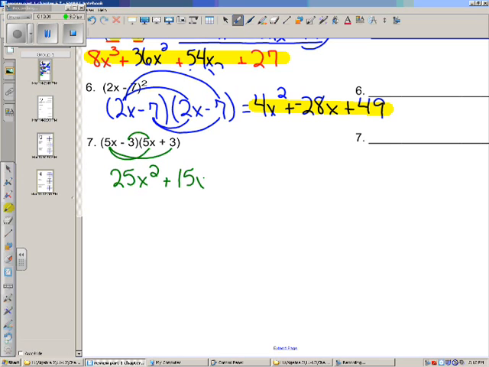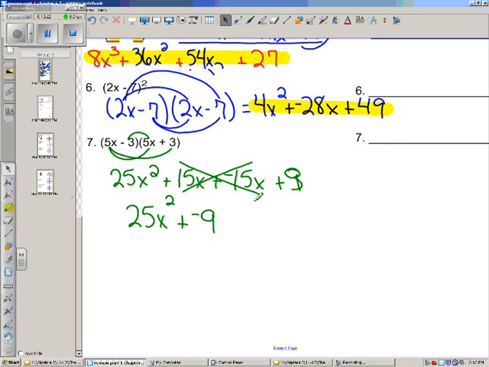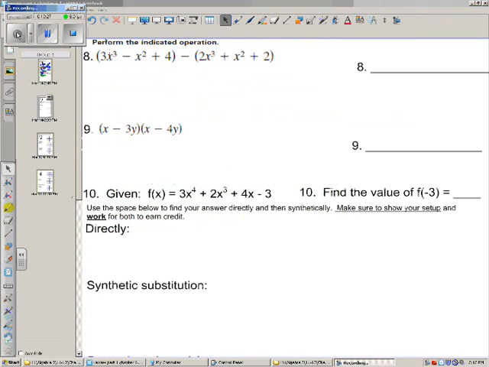And the 15x from the beginning and the negative 15x from now, they just cancel out. So I'm going to go ahead and just cross those out for you. And then I got the plus 3 at the end. So my final answer is, I'm sorry, not plus 3, plus 9. My final answer is 25x squared plus negative 9. And that's the first page. So let's move on to page 2.